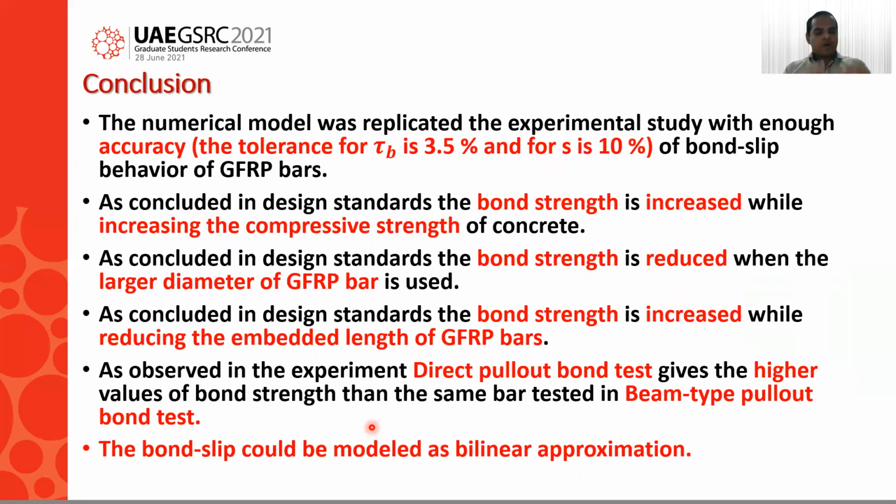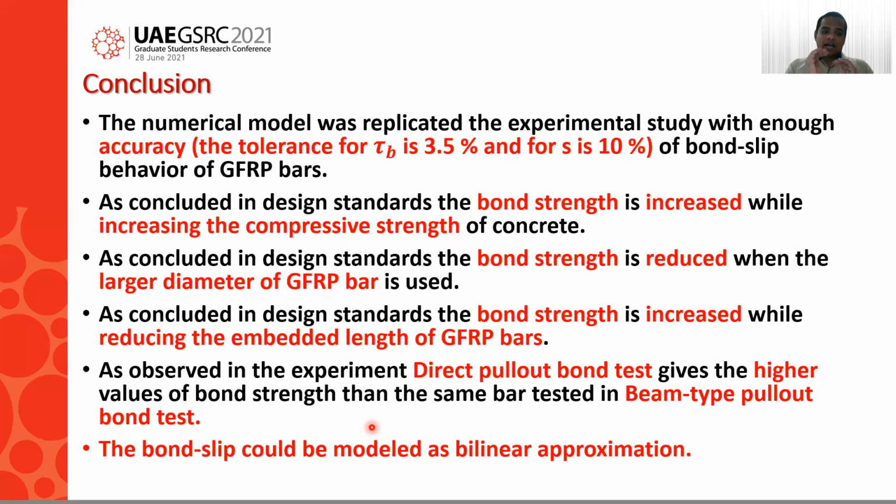I was able to build accurate enough numerical finite element models using the Abaqus software, with a tolerance of 3.5% in the case of bond strength and 10% in the case of bond slip. Also, as concluded in previous research, in finite element analysis I also found the bond strength increases with increasing compressive strength, whereas bond strength is reduced when we select larger sizes of GFRP bars. Also, the bond strength increases while reducing the embedded length of GFRP bars.